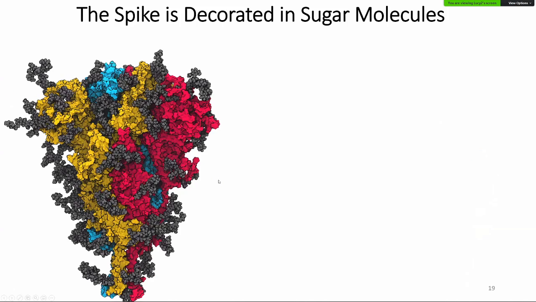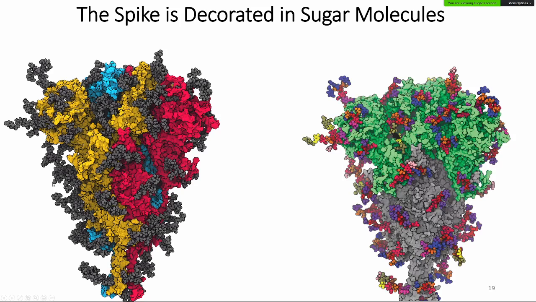And the reason it can't do that is because the spike has this other funky defense mechanism, just to make things even more complicated, where it's covered in sugar molecules. These gray blobs. And these sugar molecules are all different. If we switch back to this green representation, all of these different colors represent a different type of sugar molecule. So sugar A up here in blue is different than sugar B over here in tan, which is different than sugar C over here in orange.